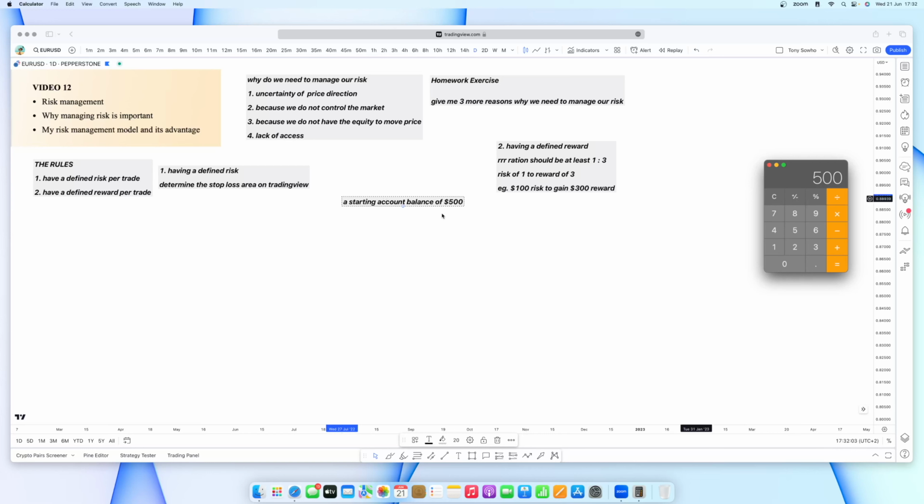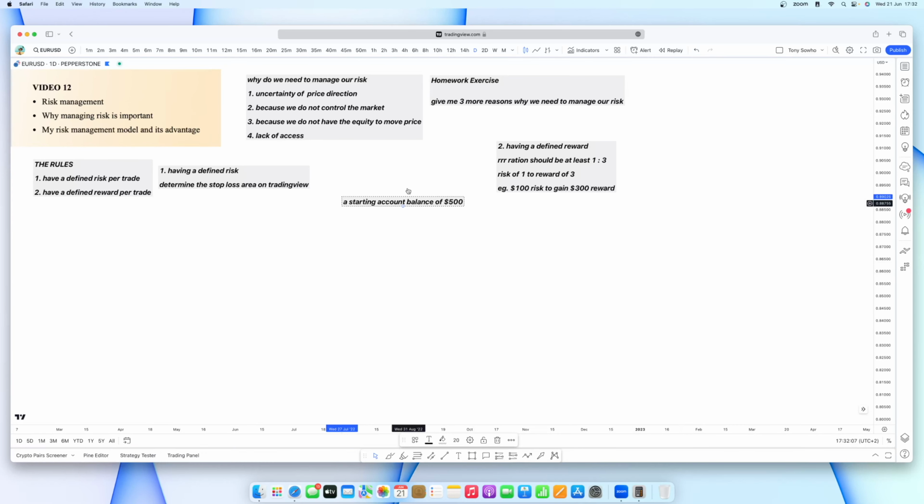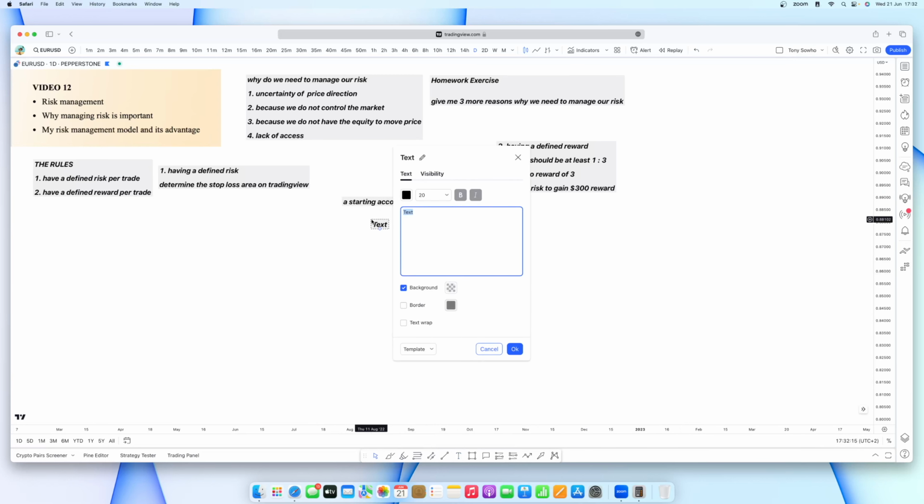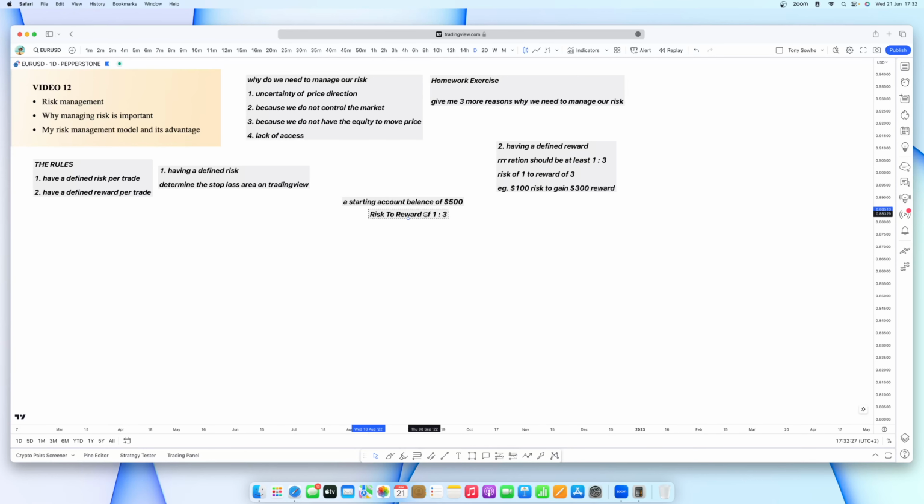Yes. So quickly, let me show you the model. Now a starting balance of $500, risk to reward of 1 to 3. Risk to reward of 1 to 3, every trade.